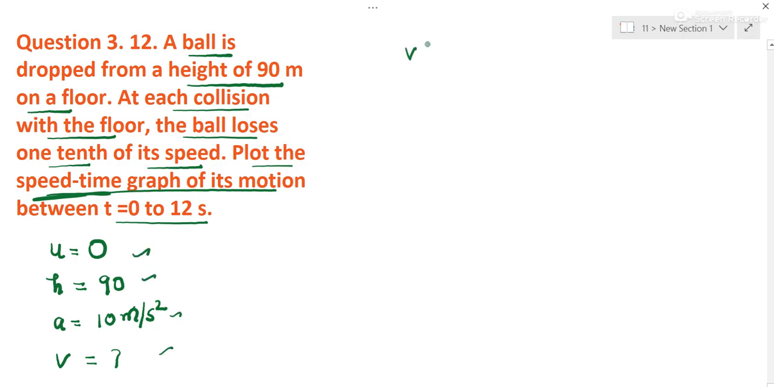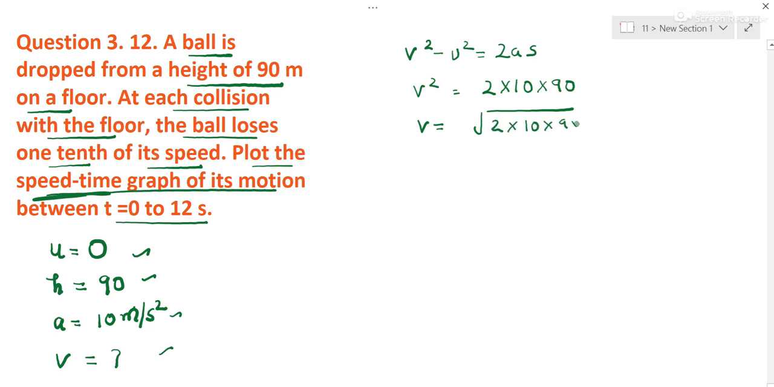What is the speed? So we'll use the third equation of motion: V square minus U square equals 2AS. So V square is, U square is 0, 2 into A into S. The V you can find out by taking the square root. So 10 into 9 is 90 times 2, root 1800, it is 30 into root 2, and everyone knows root 2 is 1.414. So it will come approximately 42. So approximately 42 when the ball is about to hit the ground.